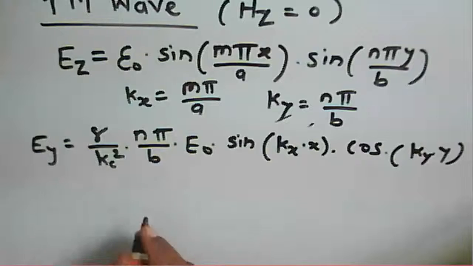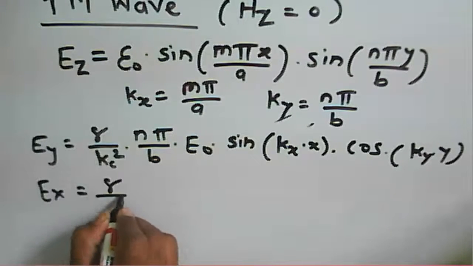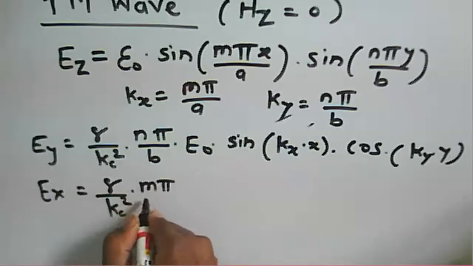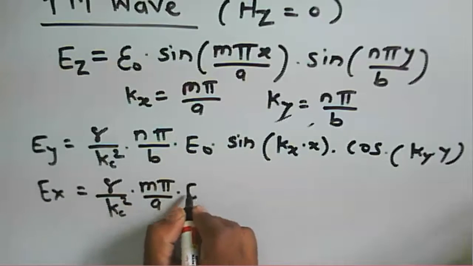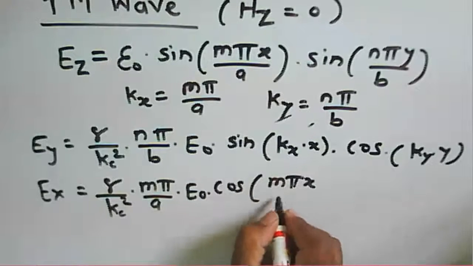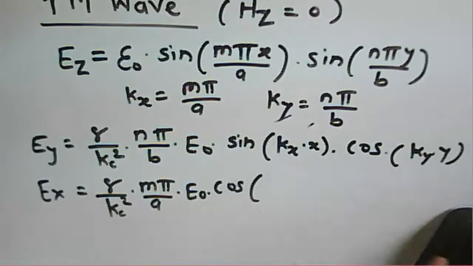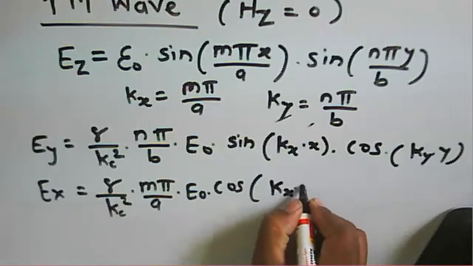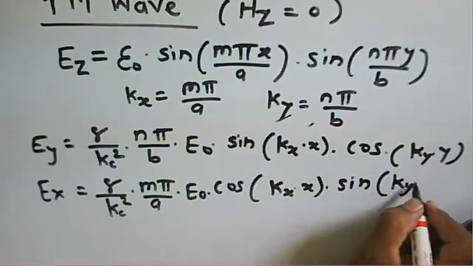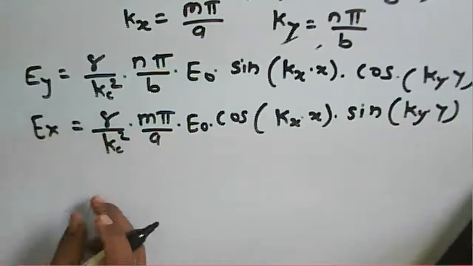Then Ex is equal to gamma by Kc square, M pi by A, into E0 cos of M pi x by A. Sorry, write Kx x here. Then sine of Ky y. That is about the Ex and Ey terms.